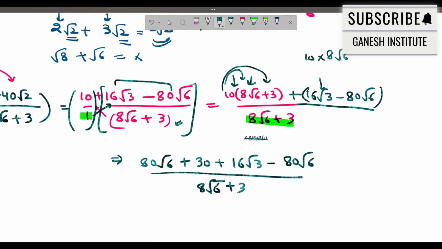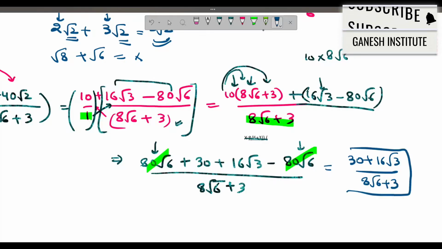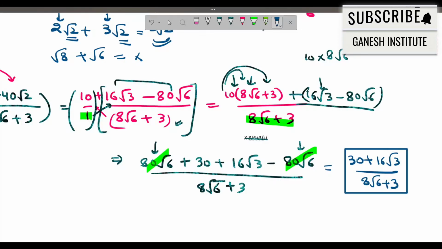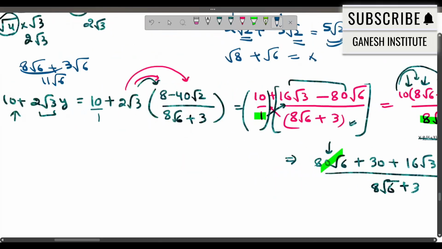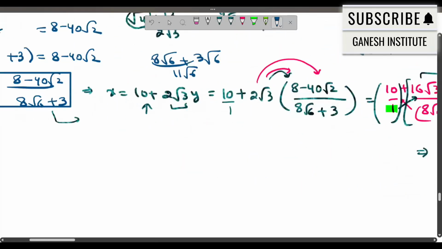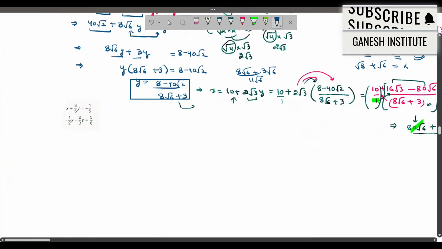Now in the numerator, can I solve anything further which has the same root? Yes, I have these two the same, right? Two same roots. So I can cancel out. 80 root 6 is subtracted from 80 root 6, right? Yeah. So then it would be 30 plus 16 root 3 over 8. That would be your final answer. Yeah, that is my x. Is this fine? Okay. Kind of.